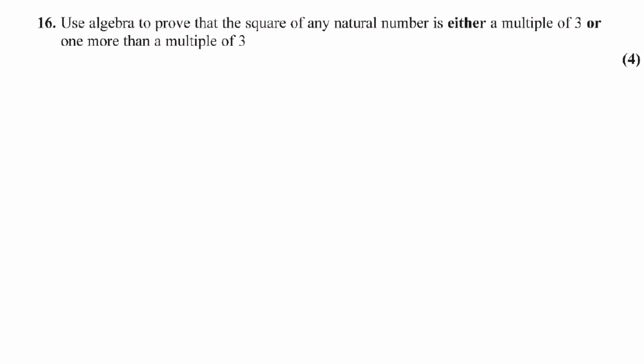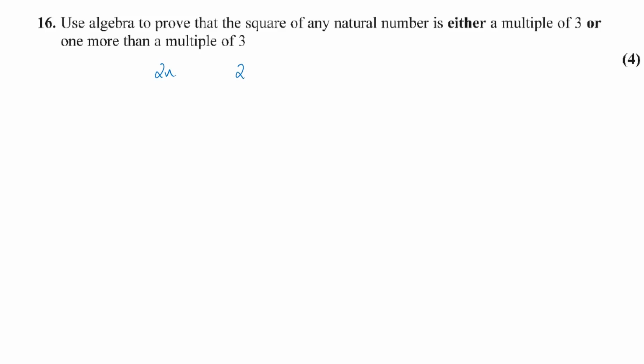This is my question 1. It says question 16 because it's just taken from the topic test, but it's a proof question using algebra to prove that the square of any natural number is either a multiple of 3 or 1 more than a multiple of 3. Now, normally when you're doing proof questions, you're going to just be bothered whether the number is odd or even. So to make sure it is even, you start with 2n.